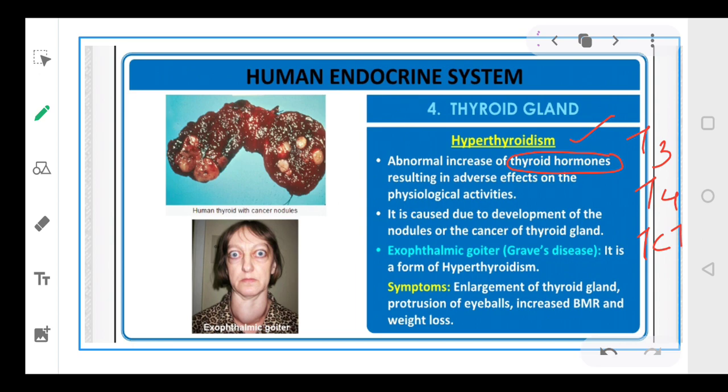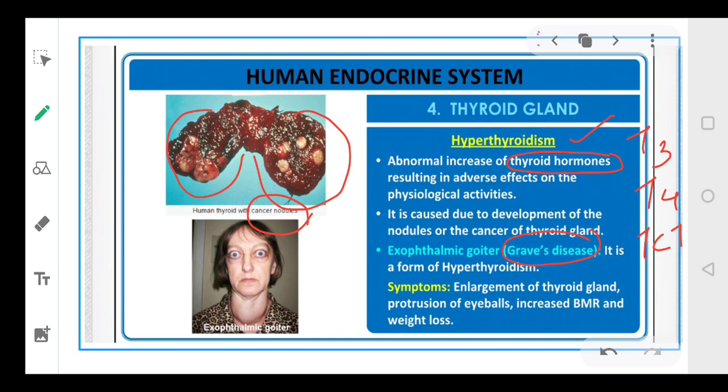Now if you look at this picture also, just see the thyroid. The more activity of the thyroid gland is leading to the formation of cancer nodules in the thyroid gland. Then it might lead to another disease which is called Graves' disease.